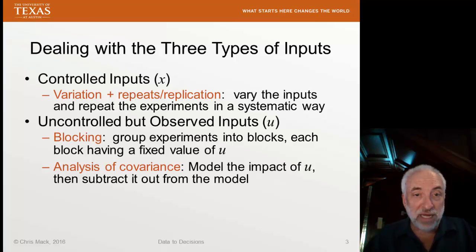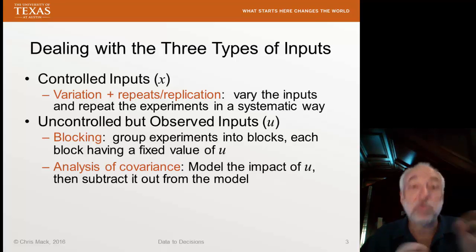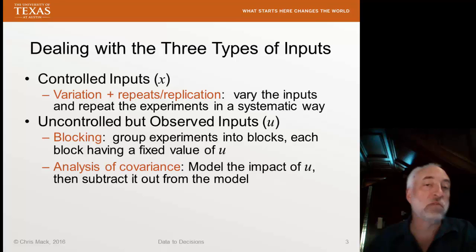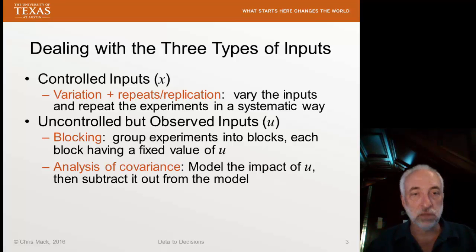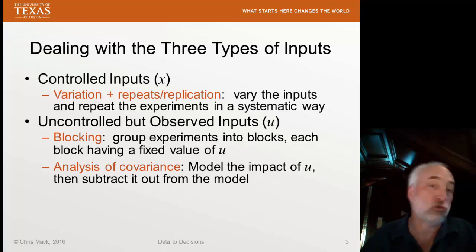So what I'd like to do is block up my experiments so all the experiments I want to compare to each other are done over a short enough period of time that the barometric pressure is not changing. That's usually during one day, an afternoon, something like that. And then I can do another block of experiments on a different day. That might have a different barometric pressure, but at least within that block, they all have a fixed value, uncontrolled but observed input. The analysis of covariance is another way of dealing with uncontrolled but observed inputs, and that is to model the impact of that input on the output and then subtract out that effect, essentially correct my observations for this uncontrolled but observed input.